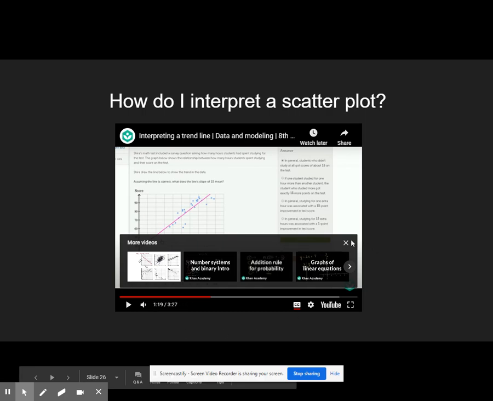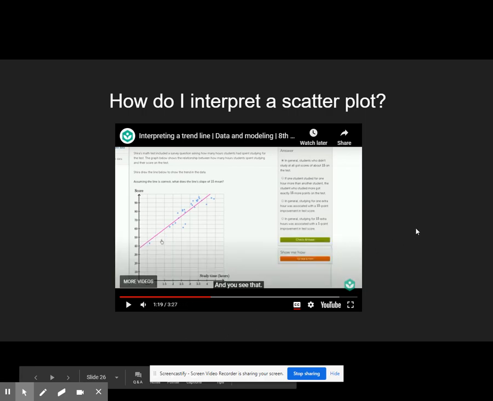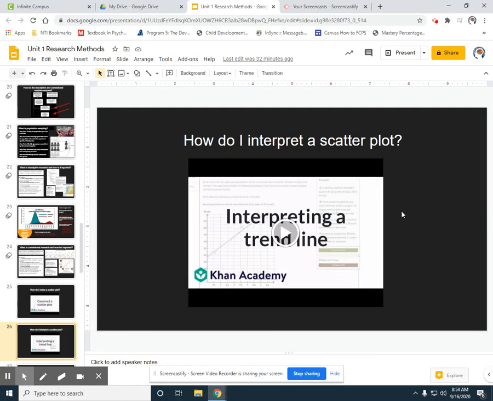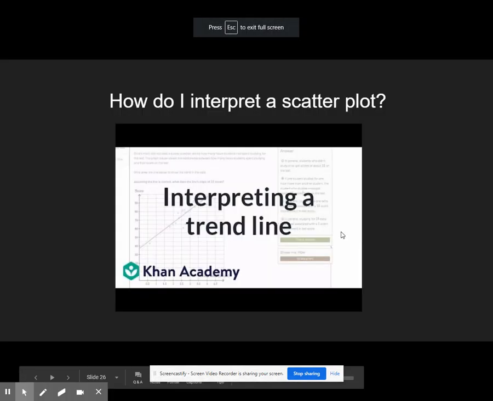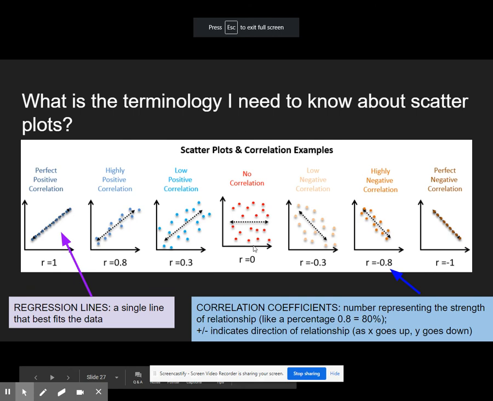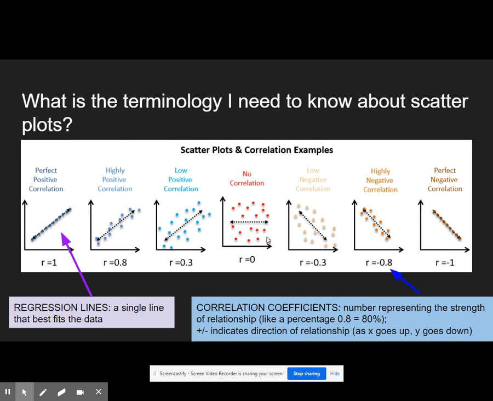And you see, all right, so if you're going, oh my gosh, I'm supposed to be knowing the rise over run and how to calculate things, that's not true. So I want to talk to you for just a second about what you're actually supposed to know about scatter plots in this class. So you really only need to know two pieces of terminology.